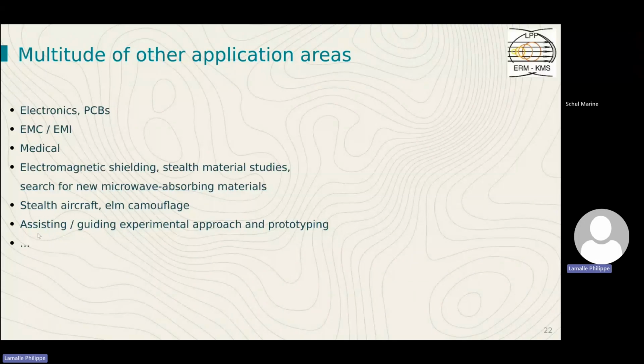And all these models have a more and more important role in assisting and guiding the experimental approach and the prototyping. So often now a lot of savings can be done in time and cost by having more detailed electromagnetic simulations, which are then able to guide the designs and to reduce the number of prototypes that would otherwise be required.